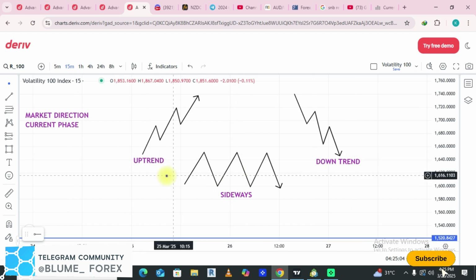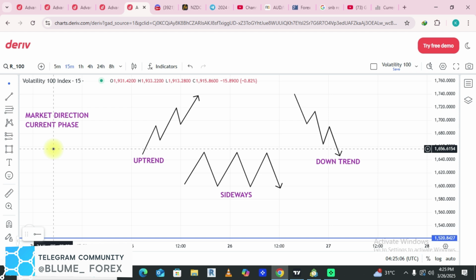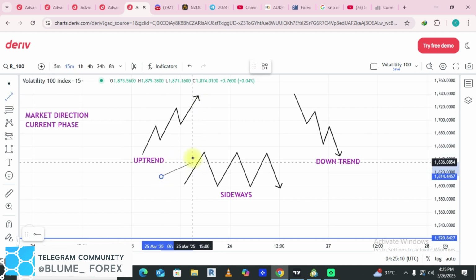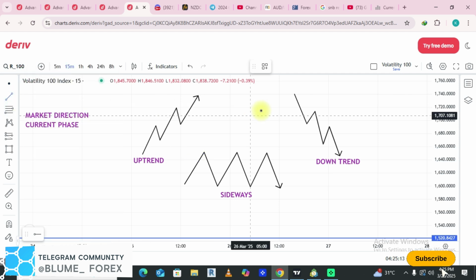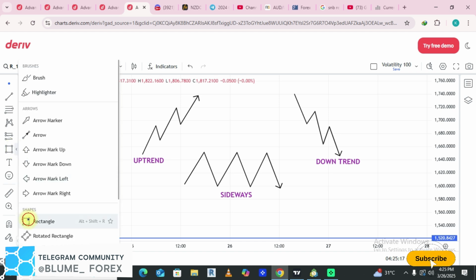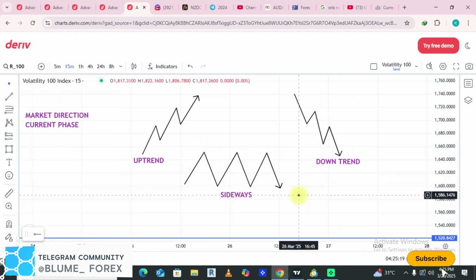And then current phase. Current phase is similar to market direction. An uptrend market is a market that pushes to the upside. A downtrend market is a market that pushes to the downside. And sideways is a market that moves sideways, either making clear highs or clear lows.